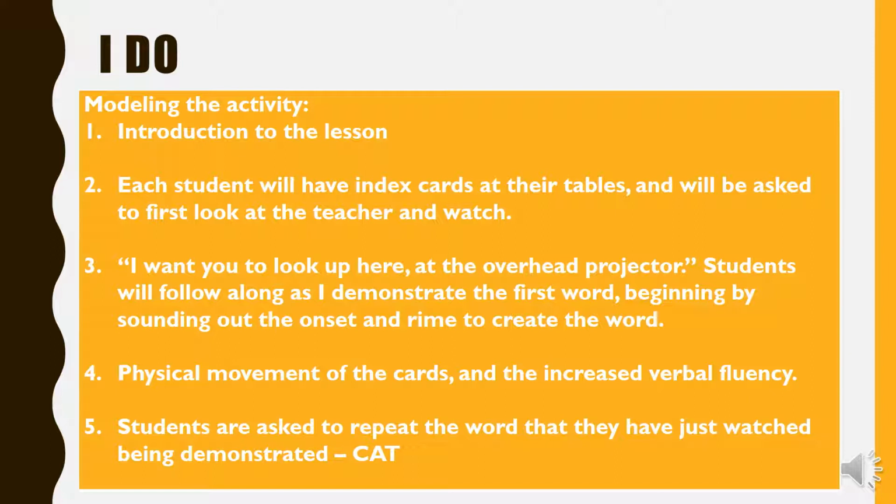Now, I'm going to take my right hand and drag the at card over to the C card. Place them next to each other. I am going to sound out the C sound, and right after, I am going to continue and sound out the at sound. So we have C, A, T. That's K, at.